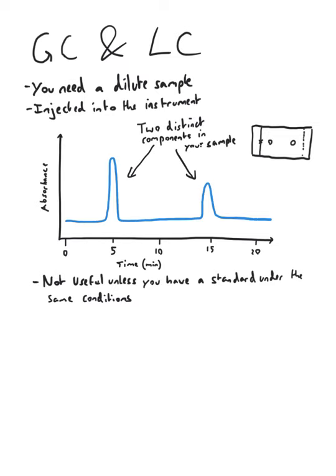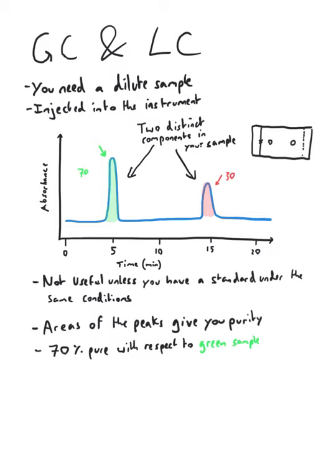There is a reason why this system is probably the most common system to be used in all of the chemical industry, because it is useful for purity control and quality control. The areas of the peaks give you the purity. So assuming that the combined area is 100, and if in this case the area of this peak is 70 and the area of this peak is 30, it means that our sample is 70% pure with respect to this compound, with an impurity of 30% of this other compound.